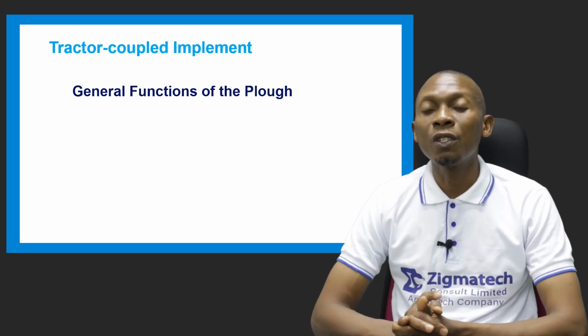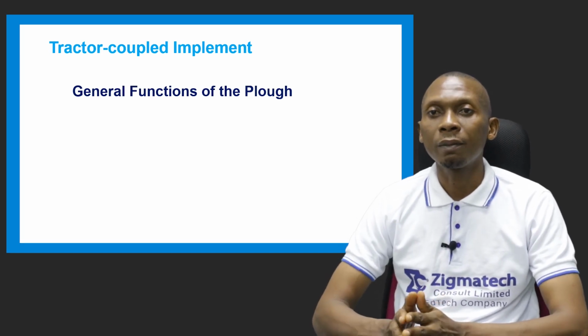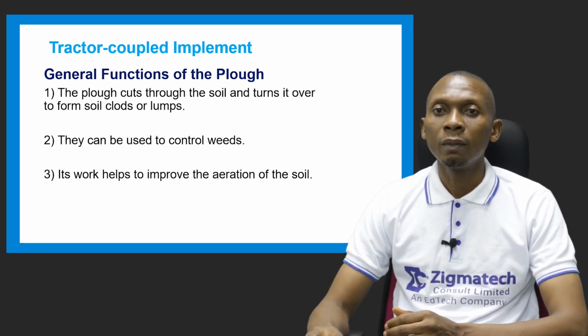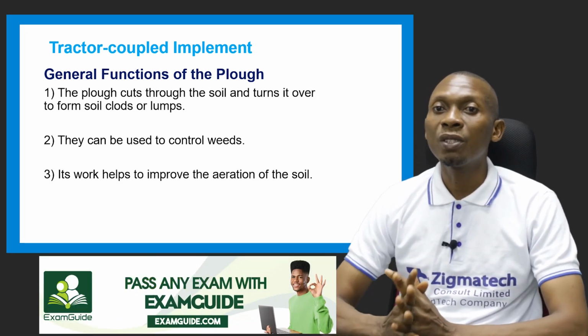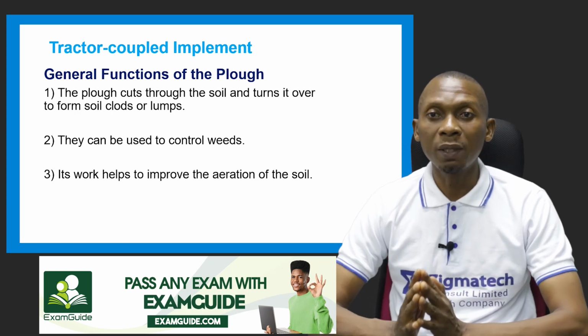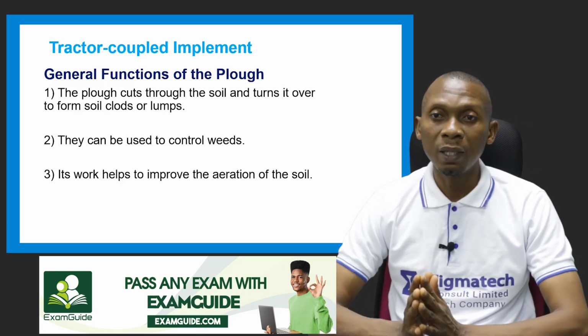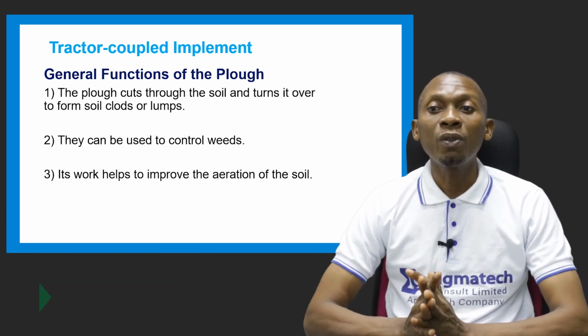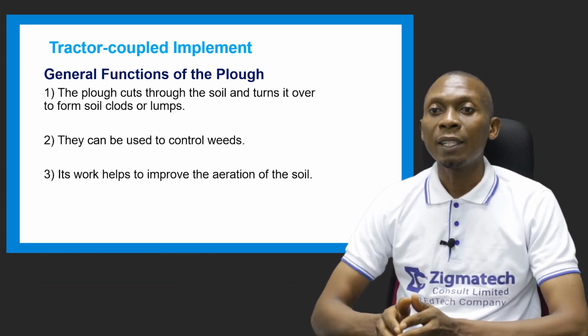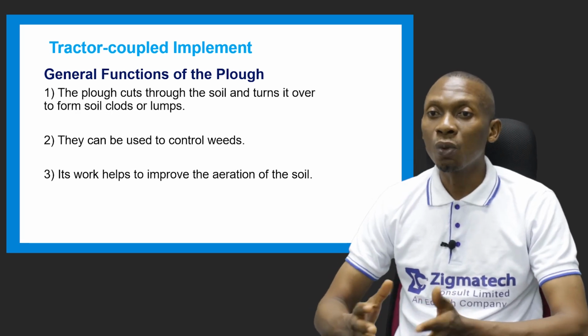Now let's look at the general functions of the plow. The plow cuts through the soil and turns it over to form soil clods. These soil clods are also called lumps. They can be used to control weeds. It can also help to improve the aeration of the soil, thus creating more room for air to go through the soil.